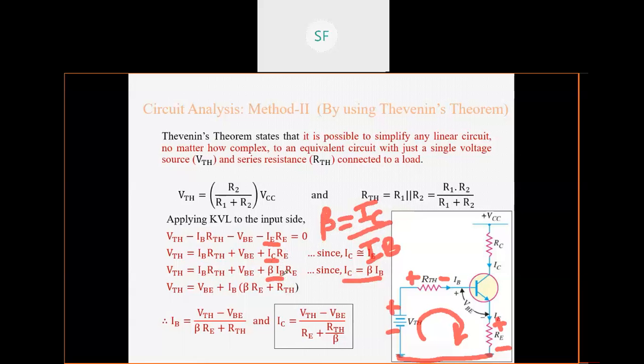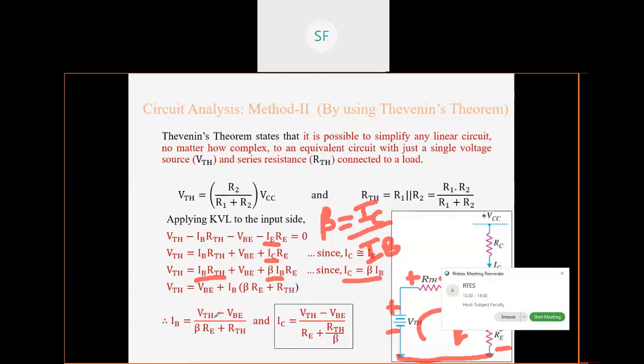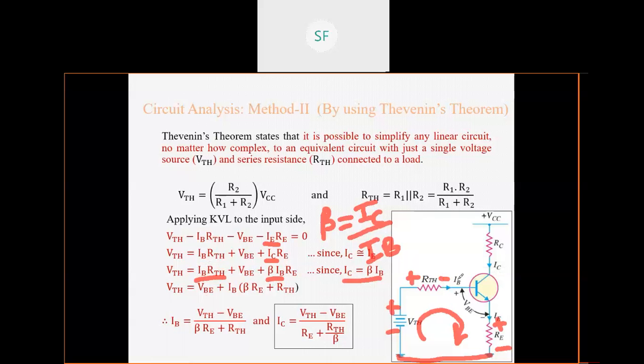Now I will collect IB from this term and this term. So VBE मैंने यहाँ पे लिख दिया, VBE plus IB is taken as common, beta times RE इस term में remaining है, plus RTH is remaining of this particular term. So the final equation I am getting in terms of VTH is like this.